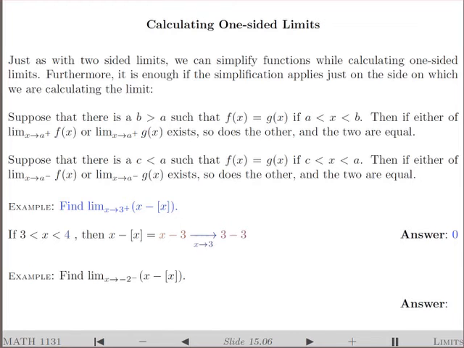Let's do one more limit, this time from the left. The same principle applies. We will do the limit of x minus the greatest integer function at x as x approaches negative 2 from the left. So I want to take a number which is a little bit less than negative 2. Remember that the greatest integer function is the largest integer less than or equal to the input.